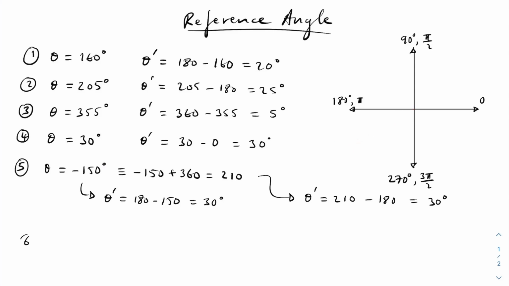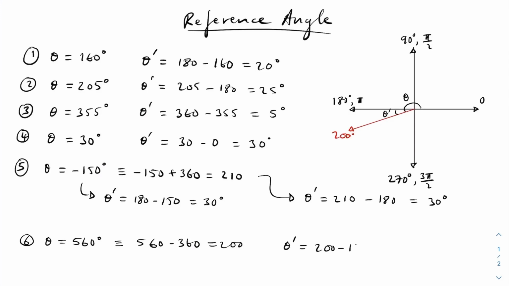All right, let me give you the next example. We're going to have here theta equals 560 degrees. And so this angle here again falls out of the range of 0 to 360. So to find a coterminal angle in that range, we're going to have to subtract 360 from this particular angle. And so we're going to have this angle equivalent to the angle 560 minus 360. That's going to give us 200. And of course, 200 here falls between 180 and 270. And so we know that for that reason, the angle theta prime should be equal to 200 minus 180, which is equal to 20 degrees.